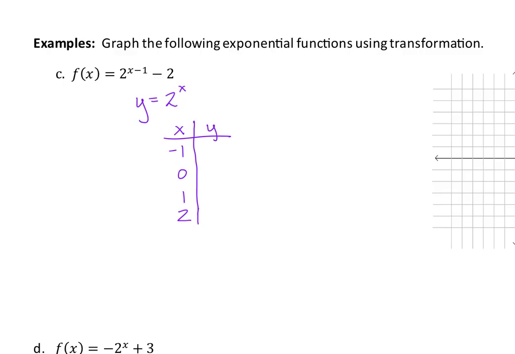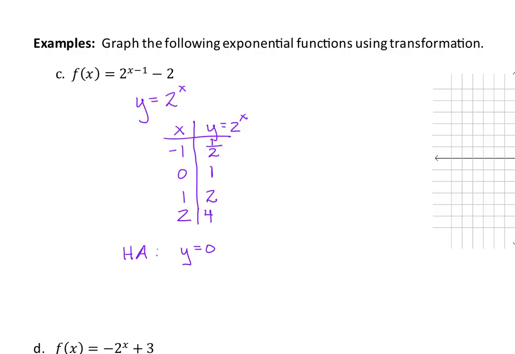Now, if we're just looking at 2 to the x, and we plug in these values, 2 to the -1, we take the reciprocal, we get 1/2. Anything to the 0 power is 1. Anything to the first power is itself. And 2 squared is 4. We also need to remember that we have a horizontal asymptote of y equals 0. And now we're going to go ahead and use our transformation.